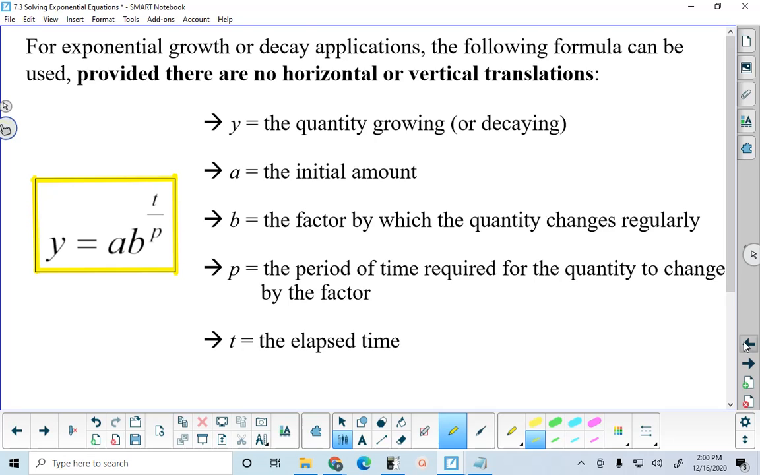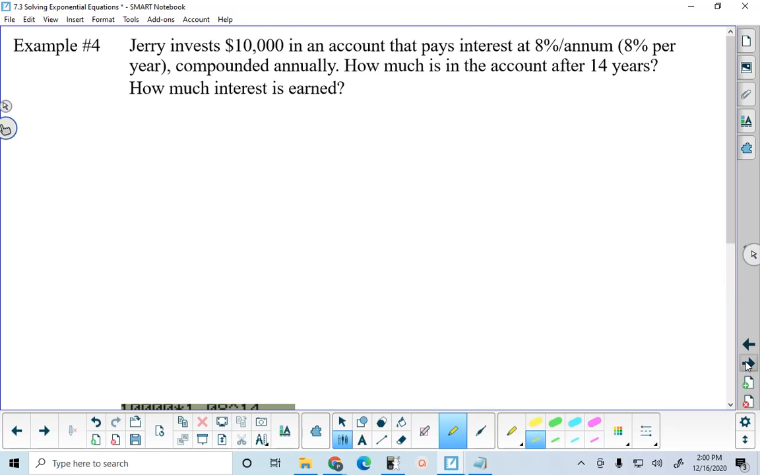Okay. So what's going on here? Jerry has found $10,000, well, he didn't find it, but all of a sudden he's got $10,000 he doesn't know what to do with. He puts it into an account that pays 8% per annum. That means 8% per year. And you will no longer be told per year. Per annum means per year. We need to know that. It's compounded annually. I'll explain what that means in a second. How much is in the account after 14 years?